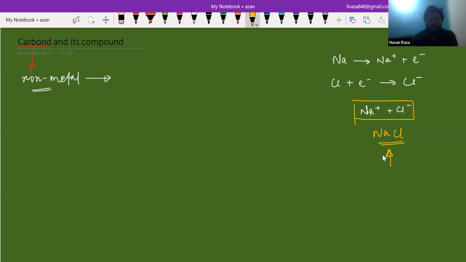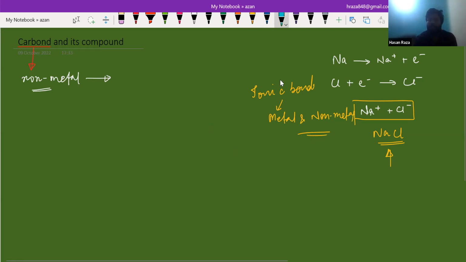Basically transfer of electron from one element to another element, that bond is called ionic bond. We have studied it in the previous chapter. Is that clear about ionic bond? Yes, sir. Now see, ionic bond forms between metal and non-metal. Metal and non-metal. So what about covalent bond?